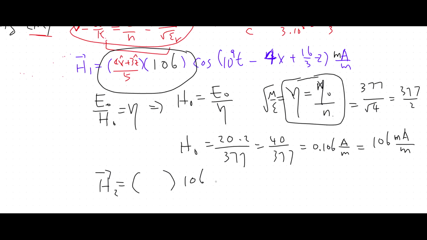And then what was the phase? Well, this is cosine, then mine must be sine, right? 90 degrees. And the rest must be the same. 10^-6 times sine(ωt − 4x + 16/3 z) in A/m. See, all of a sudden, all we have left is the direction, right?